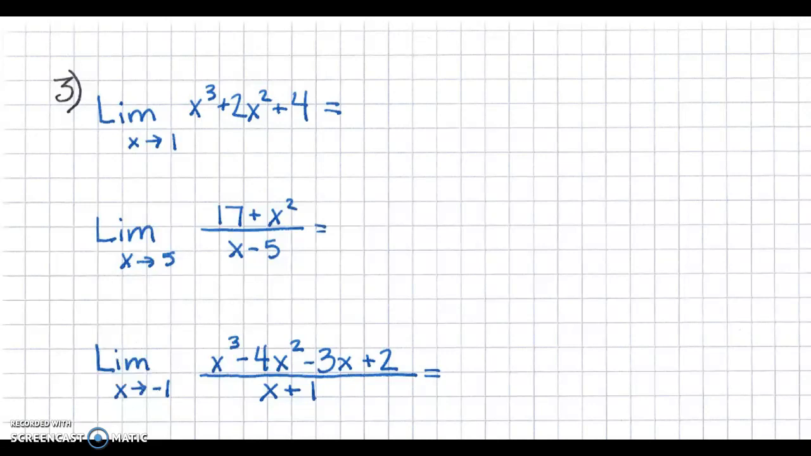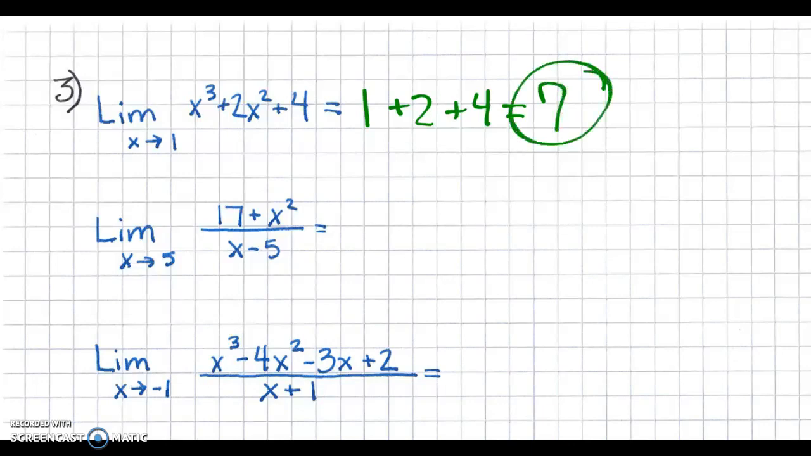And then we did some with just numbers. If you have a number and you put it in and you get an answer, you've got your limit. You're done. I'm going to put 1 into here. I get 1 cubed is 1, plus 2, plus 4, 6, 7. 7 is my limit. If I get a number, I've got a limit. So let's take a look at the next one. There's a quotient. We're going to put in 5. That's 17 plus 25.